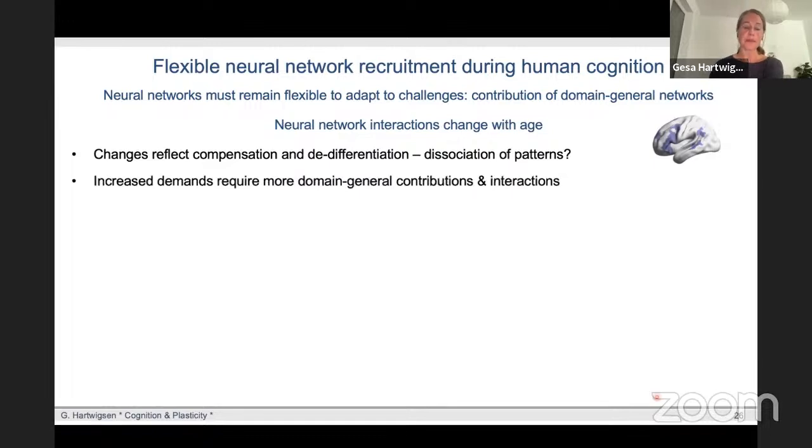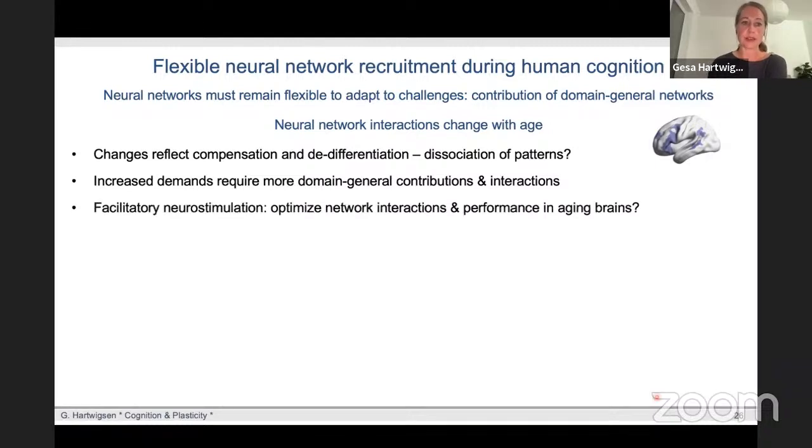healthy aging. We found that increased demands, so during semantic fluency, require more domain general contributions and more interactions between these domain general networks. One idea that we're currently following is to use facilitatory neurostimulation to optimize network interactions and performance in aging brains. And one idea is that we may need other target areas than in young brains. So maybe especially in aging brains, we need to target more these domain general areas if they are more integrated.